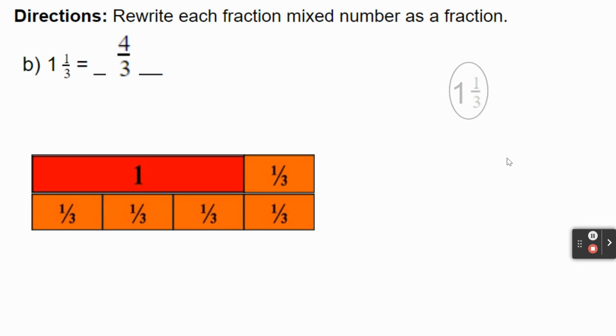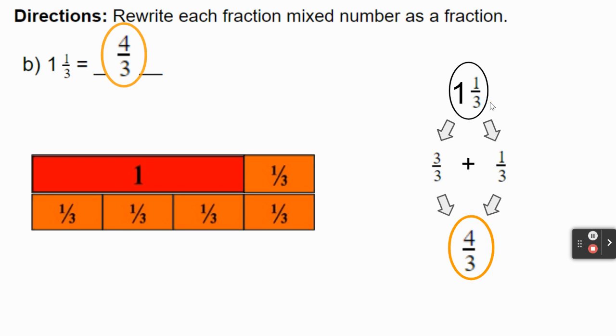Let's check with a number bond. Here we have 1 and 1/3. We can rewrite this 1 whole as 3/3, and we're going to add this extra 1/3 to get 4/3. So 1 and 1/3 is equivalent to 4/3.